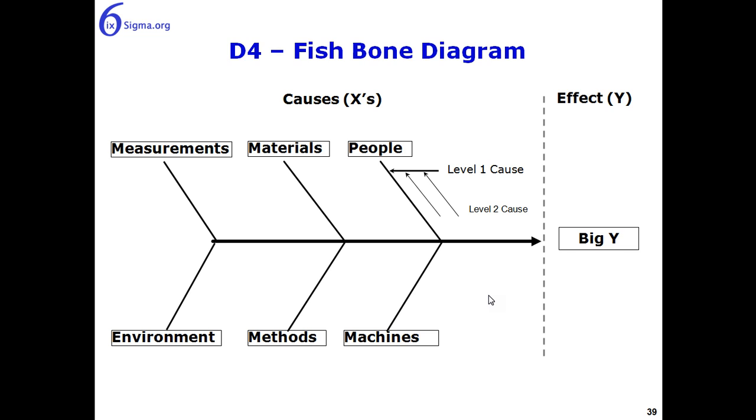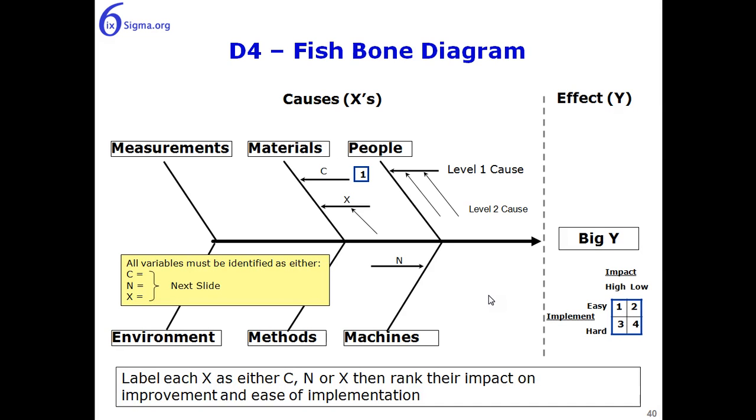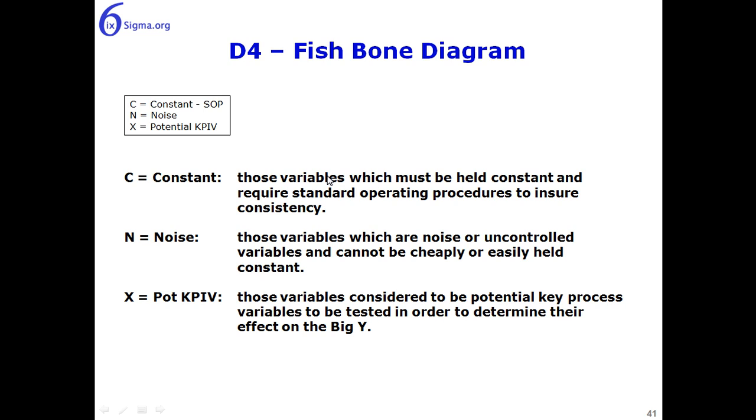So how do you get to that small or short list? Well, there's a couple of methods. The first method I'm going to mention here is what we call CNX. So I'm going to go around and label each of the causes I've identified by using CNX. All right. What's CNX?